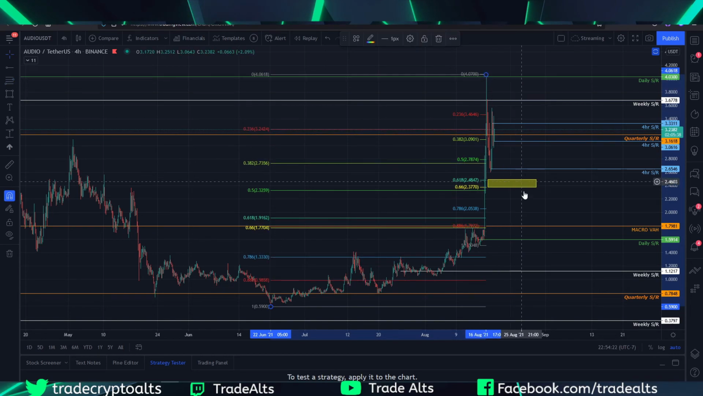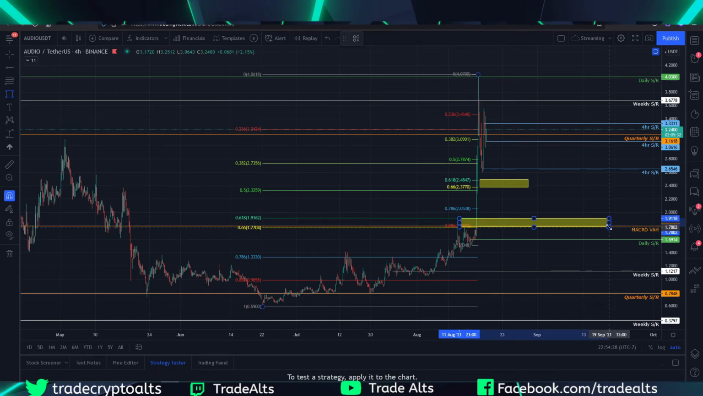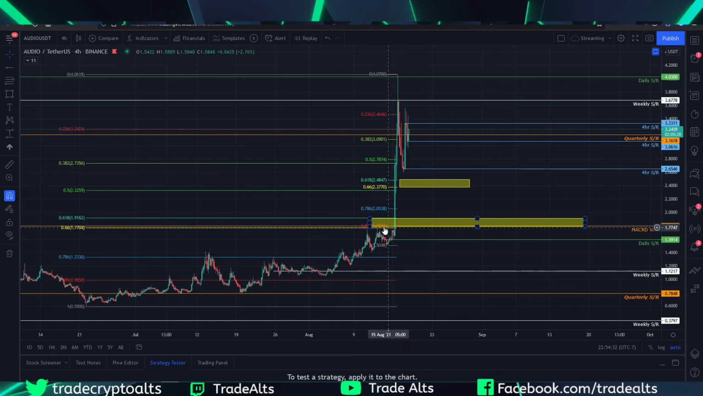up to this high. And your golden pocket here lines up with your macro value area high, which is pretty good. And it also lines up, so you see your 886 lines up right inside of here for fib confluence, right? So you have your 886 of the smaller pull lining up with your golden pocket of your larger pull. So that's called Fibonacci confluence. And then you also have, again, your macro value area high.